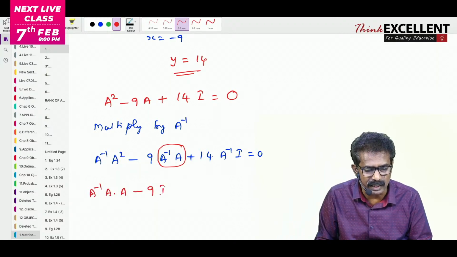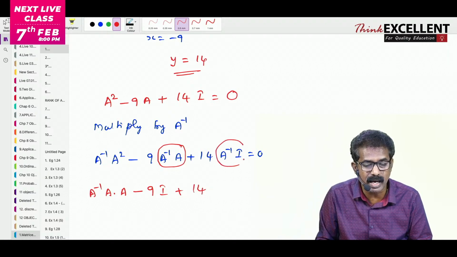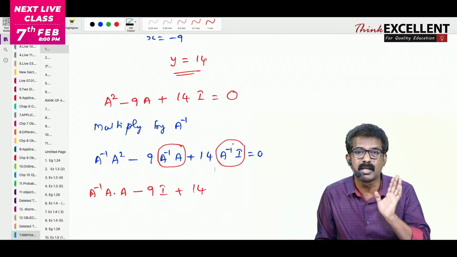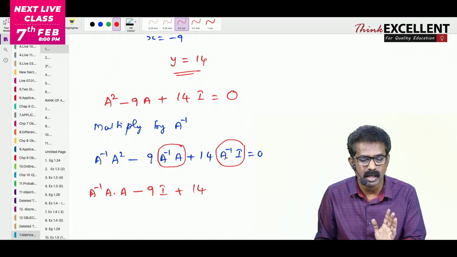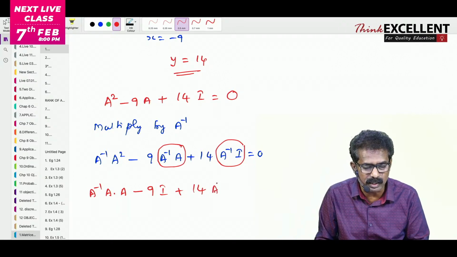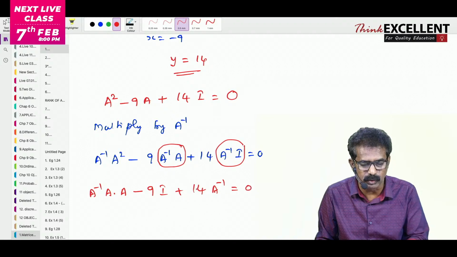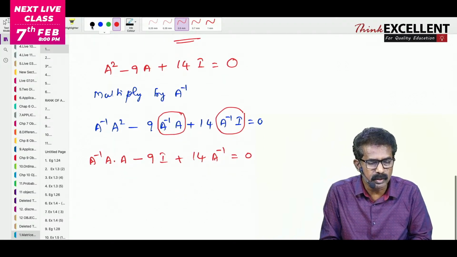So 9I plus 14 into A inverse into I. Remember that 5 is 5 into 1. So A inverse into I, your answer is what? A inverse equal to 0. Please listen here. Here you can combine these two.